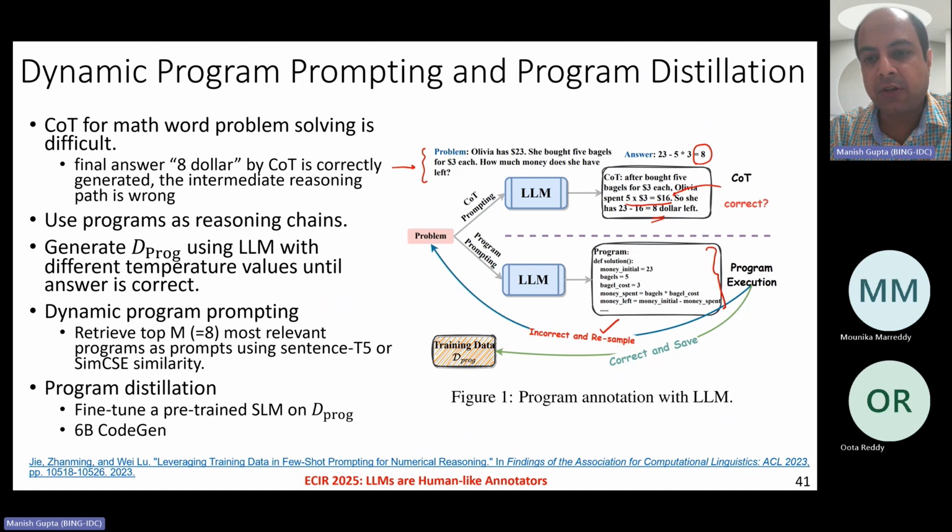If it gives me the correct answer, I save that problem and the program sample together. If it gives me the wrong answer, I reject that sample. Okay. So that's how I generate a very large data set, which contains problems and programs.